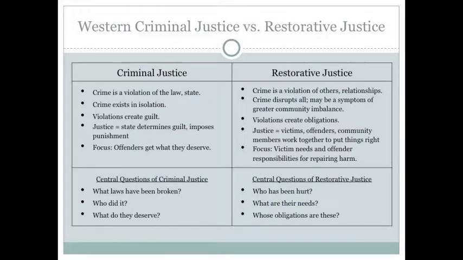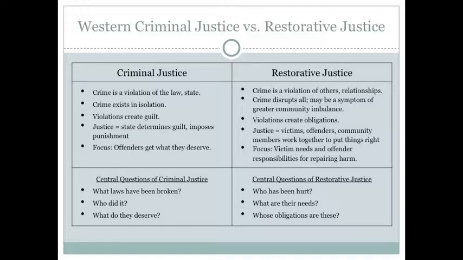For this next slide, we're going to look at how restorative justice works a little bit differently from our traditional approach to criminal justice, which we're referring to as Western criminal justice. This slide demonstrates some of the core beliefs and tenets of each philosophy and approach to justice. On the left, you'll see criminal justice, some of the primary principles of criminal justice, and then the central questions that are asked in any incident that follows a criminal justice path. On the right, the same thing is there for restorative justice. But to illustrate this, we want to give you an example that sort of fits both.